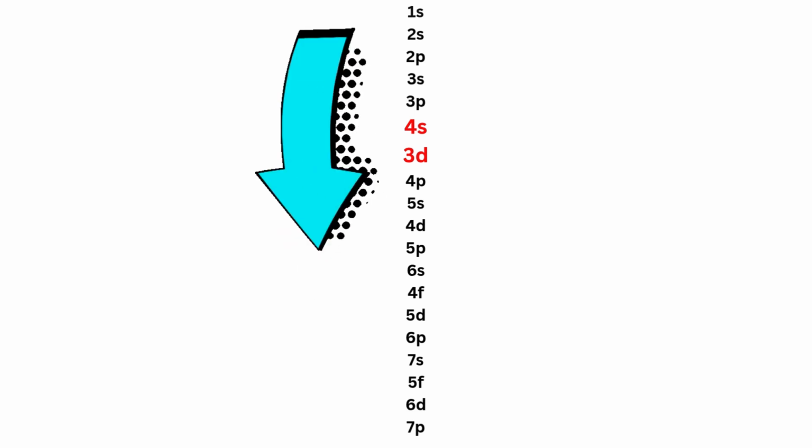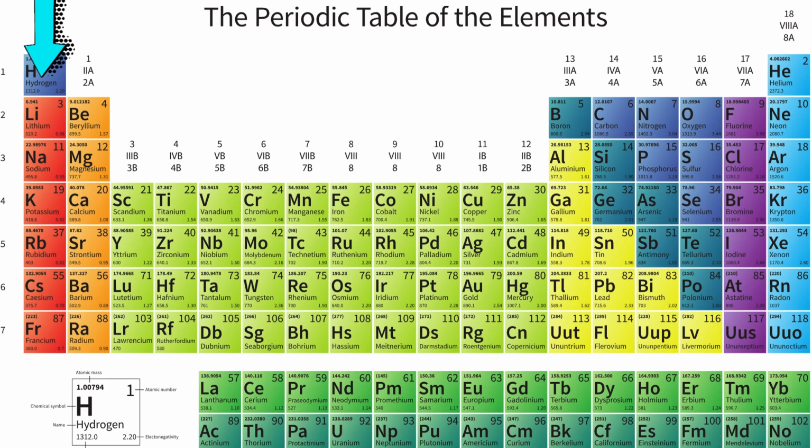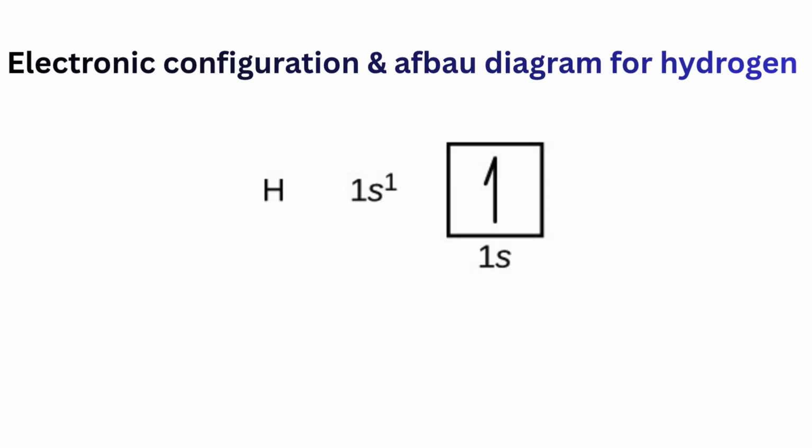Let's apply this to real examples. Let's start simple with hydrogen. Hydrogen has 1 electron. To draw our Aufbau diagram, we assign 1 electron to the 1s subshell, which is only half filled since it can hold 2 electrons, as shown on the screen.